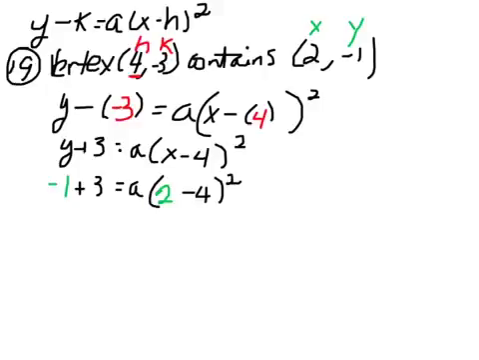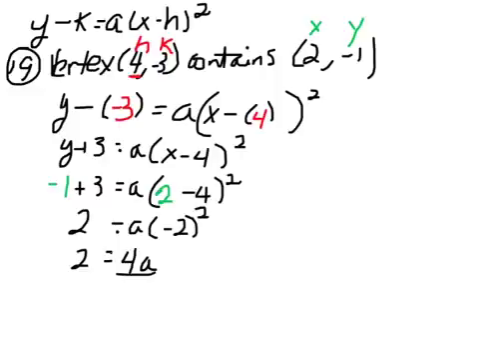Now, if you look at what's happened now that I've plugged all that in, the only thing missing is the a. I can clean this up and solve for a, and it won't take long. Negative 1 plus 3 is 2. Now 2 minus 4 is negative 2, but I'm going to square it, so that's 4. A times 4, I'll just put it down as 4a. To get a by itself, we divide both sides by 4, and we find out a is a half.